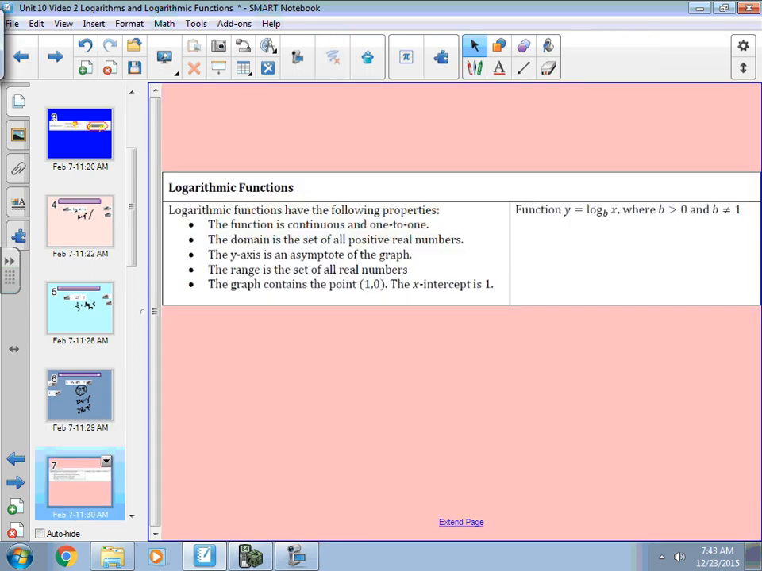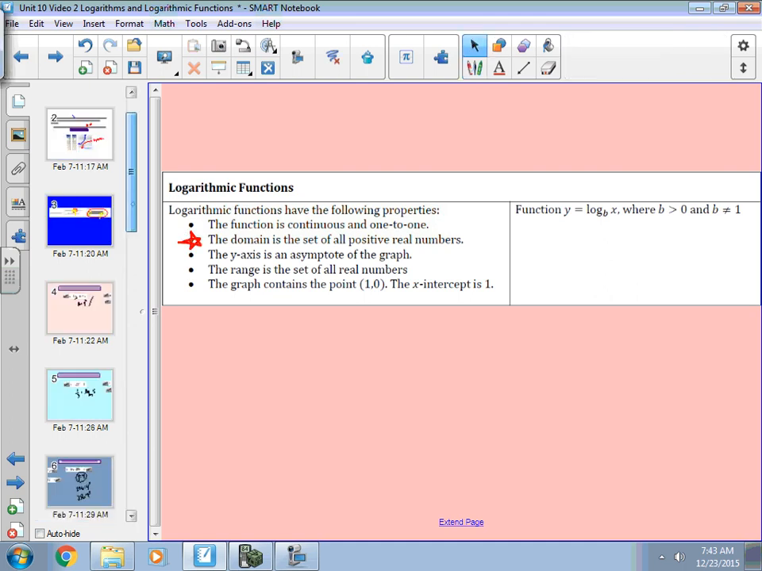All right, looking at logarithms, these are some properties that you should know, and these are ones that talk about properties of logarithms. Logarithms are functions that are continuous and they're one-to-one. One-to-one means there's an inverse of them. We already talked about and showed you that the inverse is an exponential graph. The domain is the set of all positive real numbers, and that's an important one.